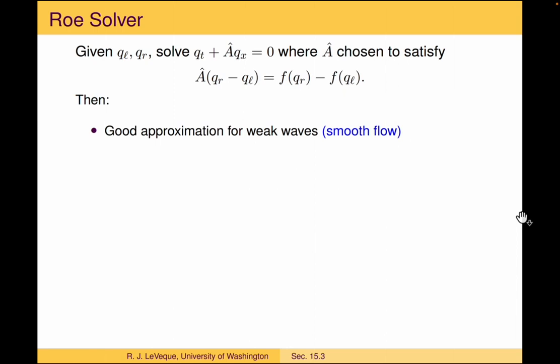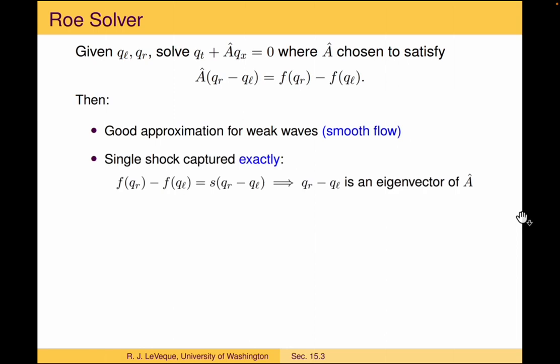And more generally, we also want A hat to approach F prime as Q right and Q left approach each other. So for weak waves, smooth flow, as we saw for the HLL case, we'll get good approximations in that case. And not just for systems with two equations, but even for larger systems, because now our A hat matrix is the same size as the Jacobian and has the same number of waves as the true Riemann solution. But it also has some other nice properties. In addition to working well for smooth flow, it turns out that it can capture a single shock wave exactly.